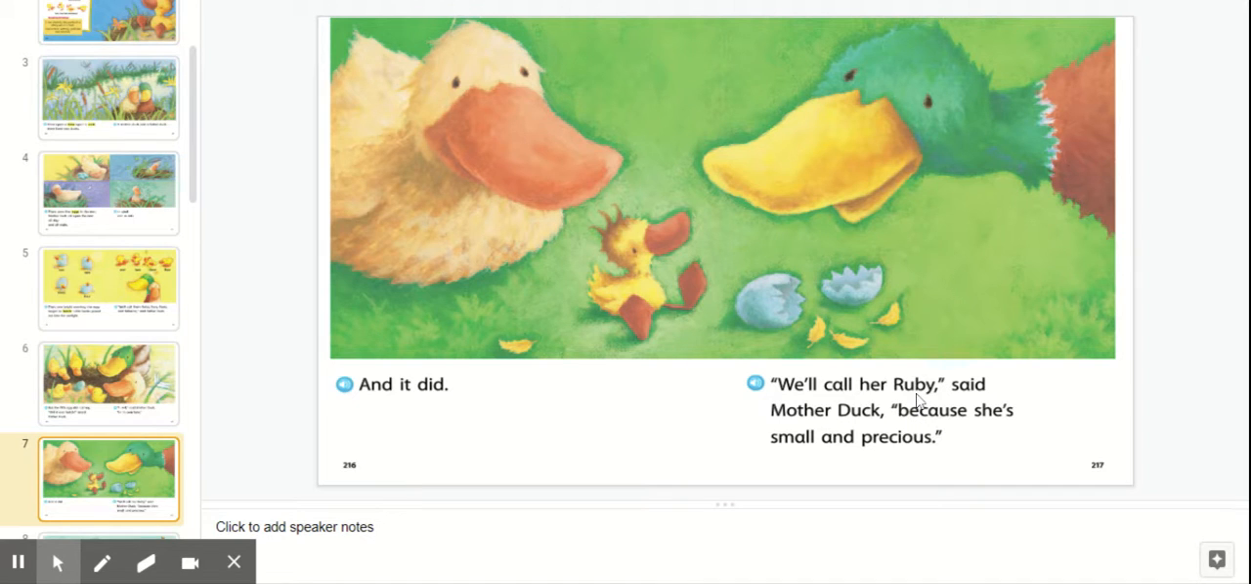Boys and girls, Ruby is a name for a red stone.